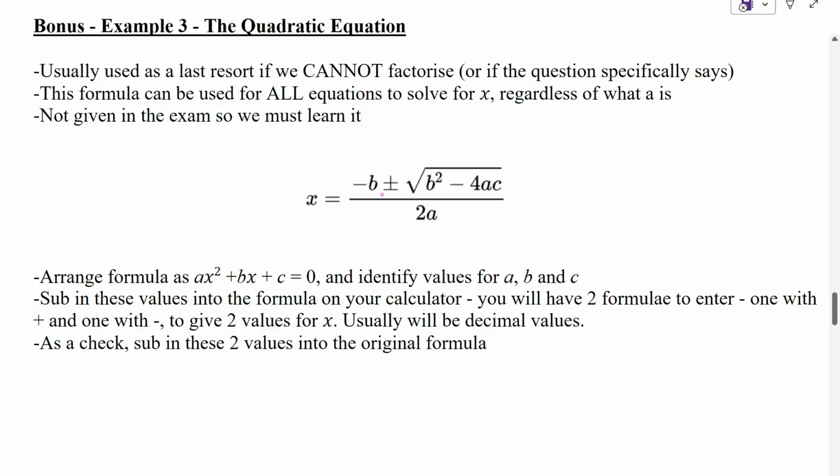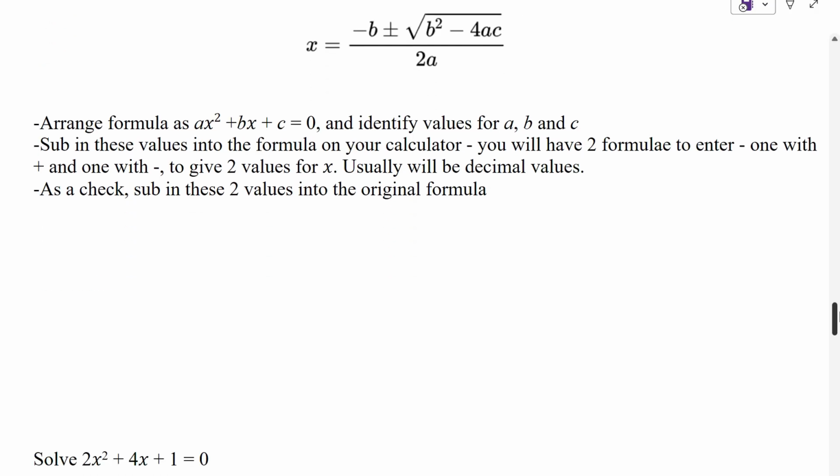Now, this is usually used as a last resort because it would be quicker to factorize the way we did in example 1 and 2. But if we're ever faced with a quadratic equation that no matter how many combinations we do, it won't match, and it looks like it can't factorize, we will need to use this to find the solutions. Okay, and just a heads up here, this formula isn't given in the exam, so we do need to learn this. But again, just like the other examples, once you start using this method, it's very easy to memorize.